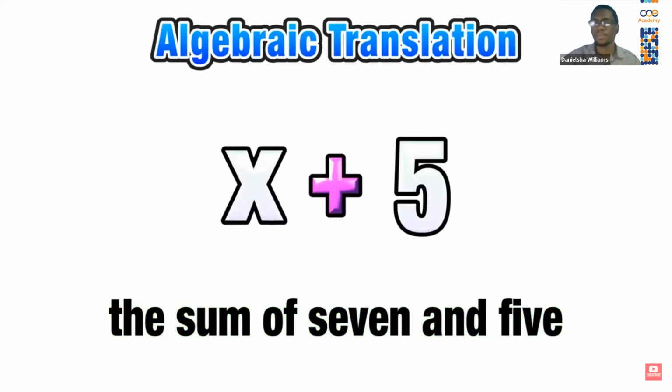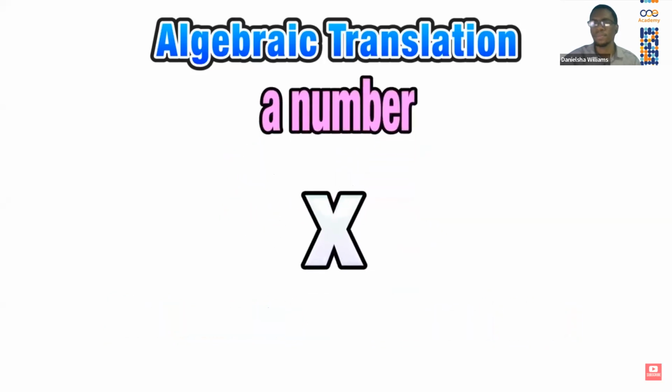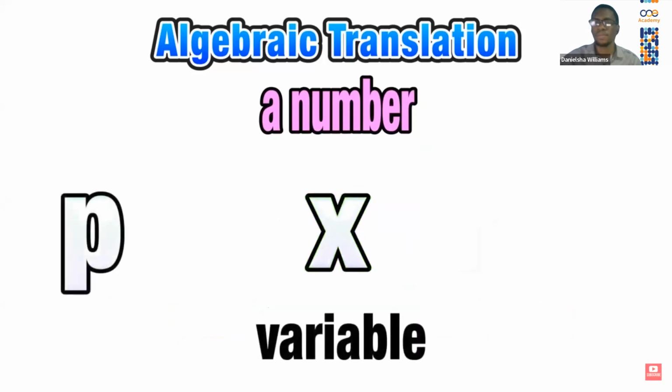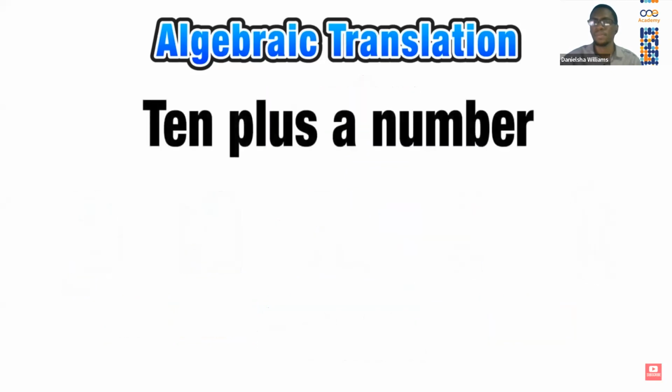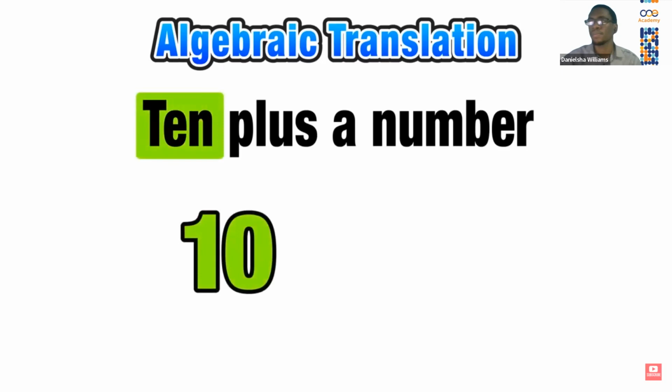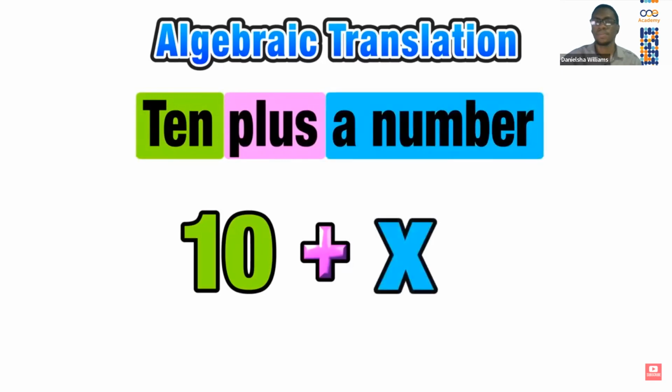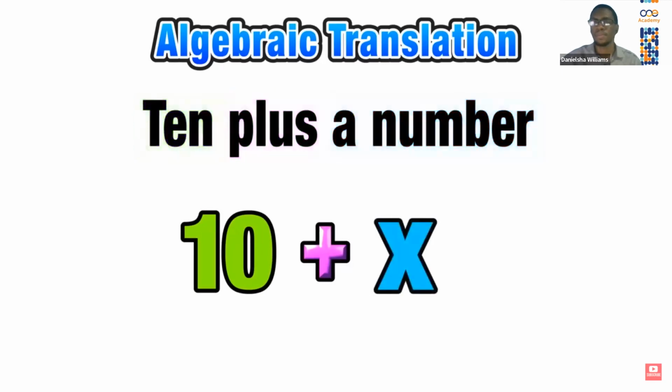But what if instead of a 7, we had a variable, we had the letter x there? Instead of saying the sum of 7 and 5, we would say the sum of a number and 5, because x is a variable and it could represent any number, so we're just going to call it a number. And even though x is the most commonly used letter, this applies to any letter in the alphabet that can be used to represent a variable, which is just some unknown value. So let's translate 10 plus a number. Again, it's an expression, so we have the number 10, plus we know is just addition, and then a number is just some unknown, we'll call it x. So that translates to 10 plus x.